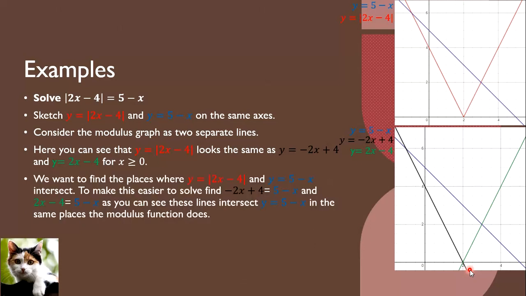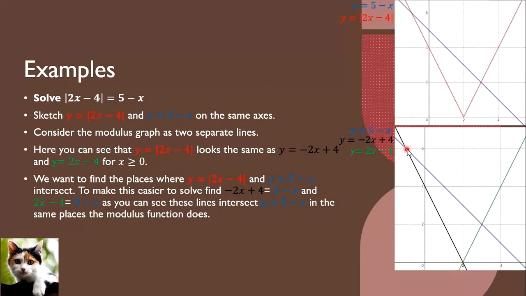We want to find the places where the modulus of y equals 2x minus 4 and y equals 5 minus x intersect. To make it easier to solve, okay, I don't like my explanation here, so I'm going to explain it differently. We don't want to find this point of intersection, because if you look up here, that's part of the same modulus. That's the same curve, line, whatever you want to call it. So this intersection we don't care about.